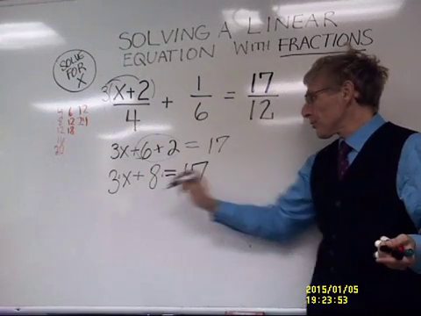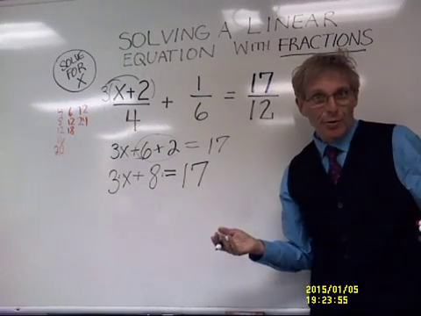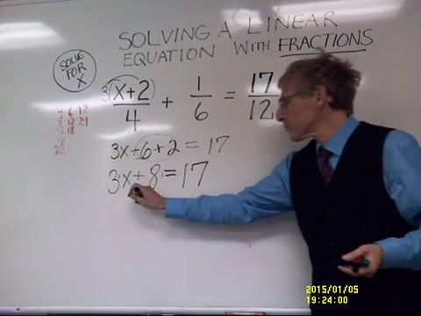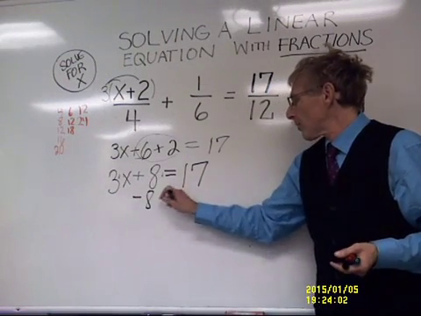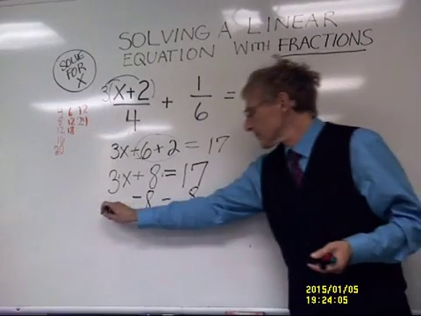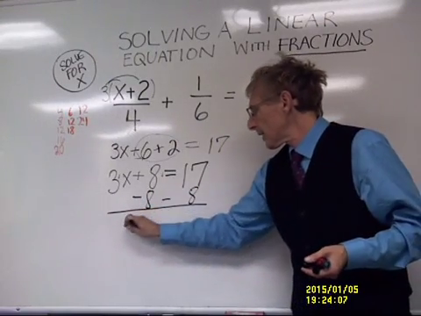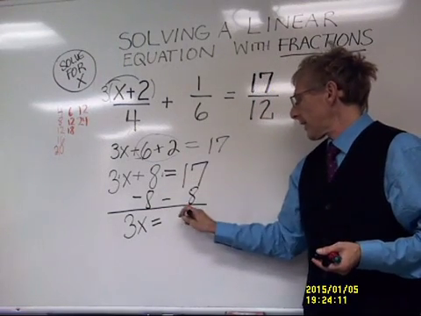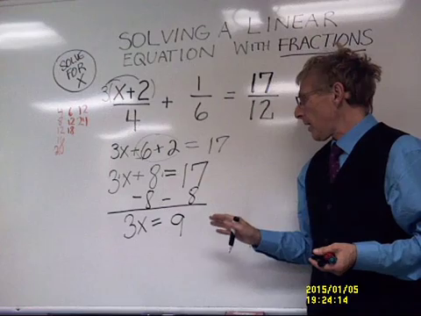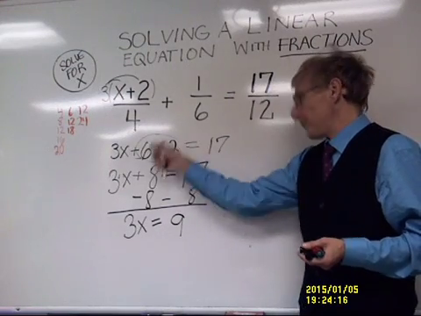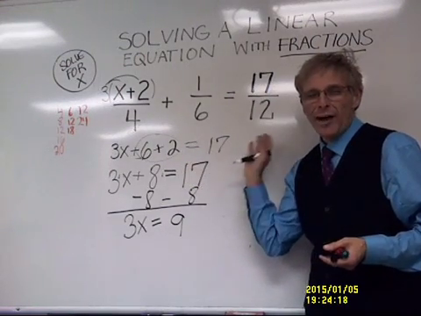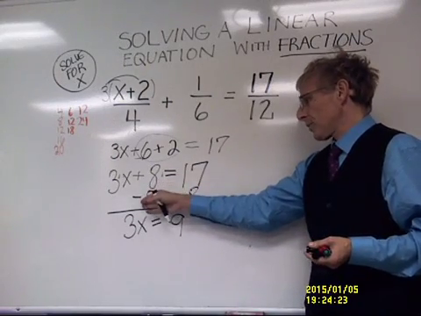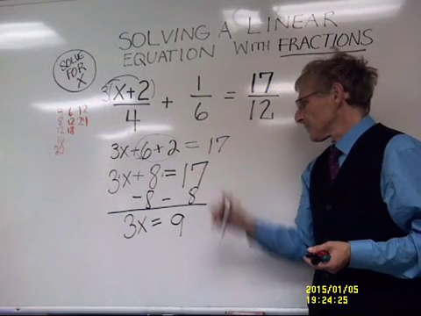And now all I have to do is solve like I would a linear equation, which you've seen before when we did linear equations. I subtract the 8 from both sides. I have 3x equals 17 take away 8 is 9. Notice these I combined because they were on the same side of the equal sign. Make note of that. And when you have them on opposite sides, that's when you do the opposite sign.